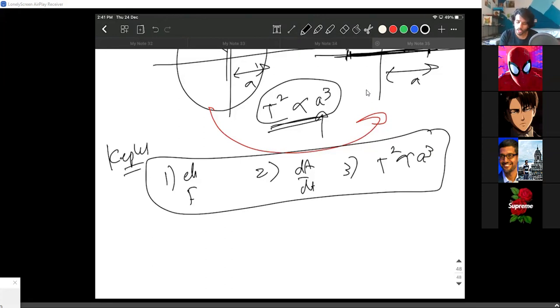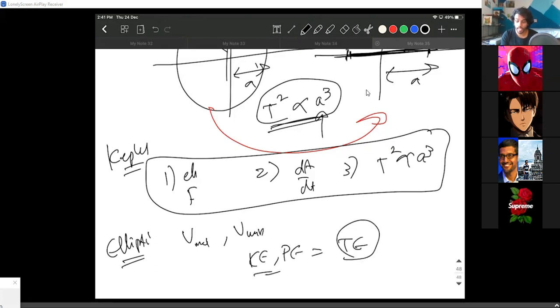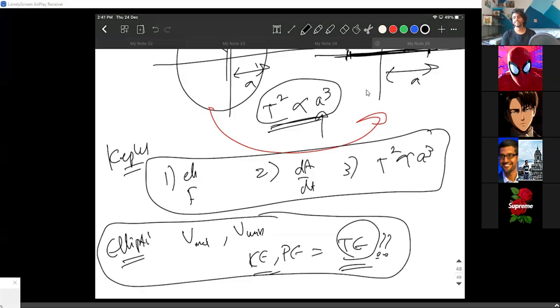And the other thing about elliptical orbits, we can find the relation between V max, V min, kinetic energy, potential energy, and total energy. I asked you to find the total energy. We know the value, but I asked you to find it. I asked you to prove it. So these are the things that we discussed about the elliptical orbits.